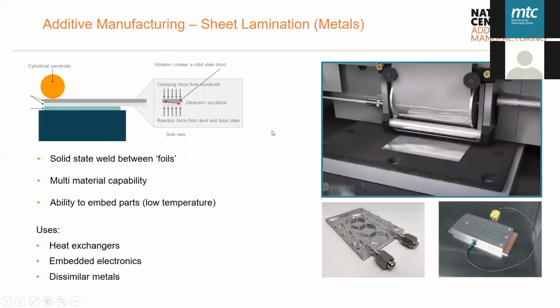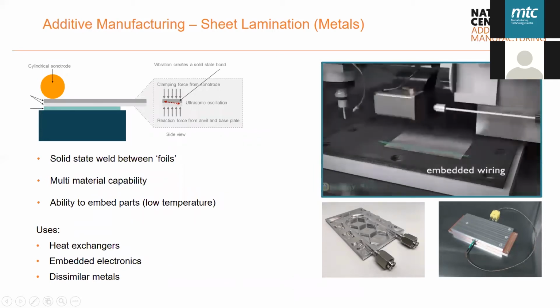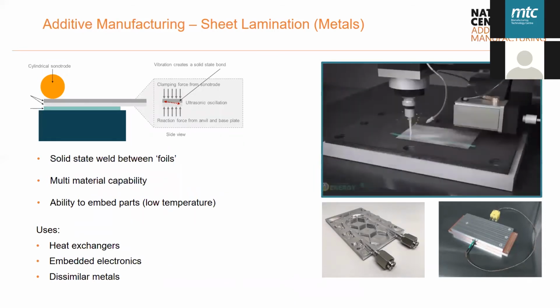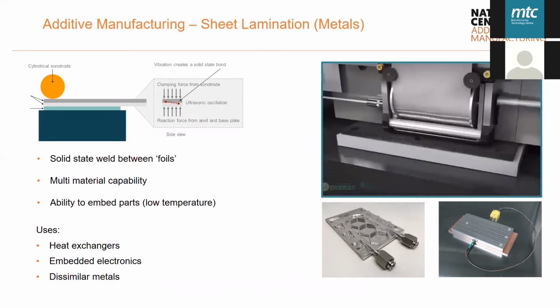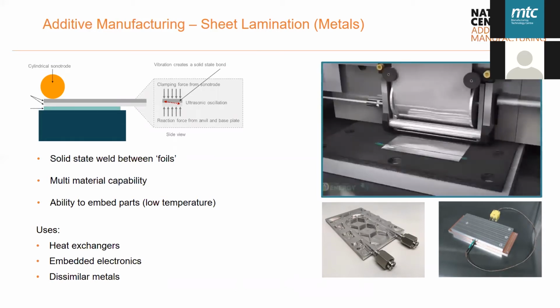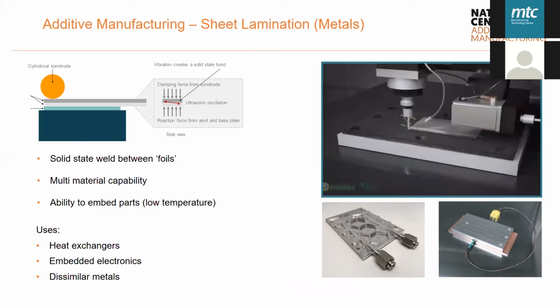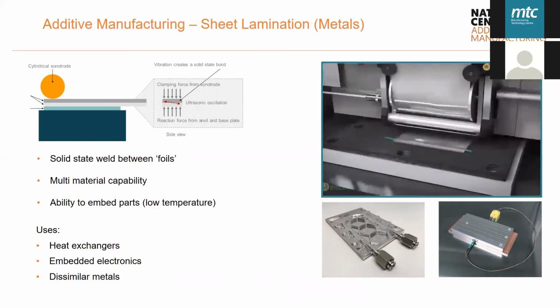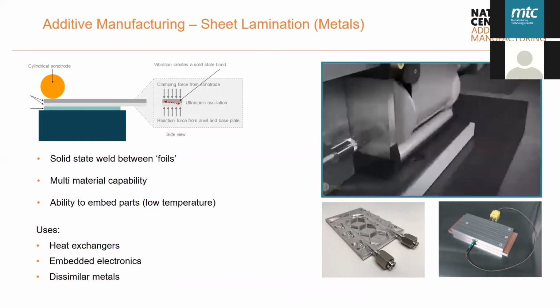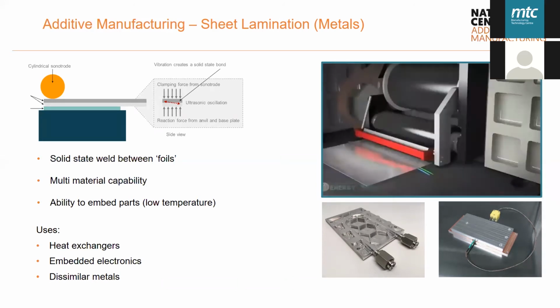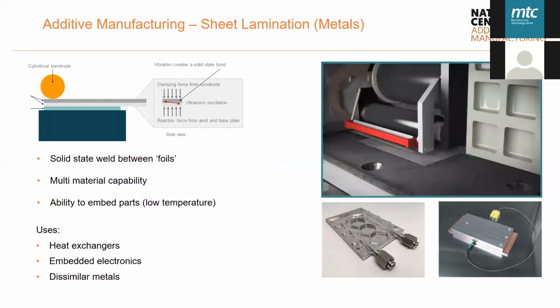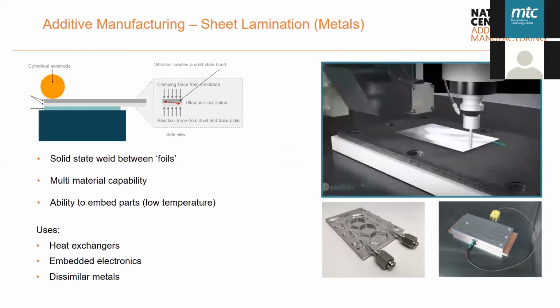So during sheet lamination, you have sheets of material, so sheets of a metal. They are machined in this case. Another sheet is then placed on top, and they are ultrasonically welded. The benefit of this process is that you can embed electronics into the different sheets and spaces between those sheets.